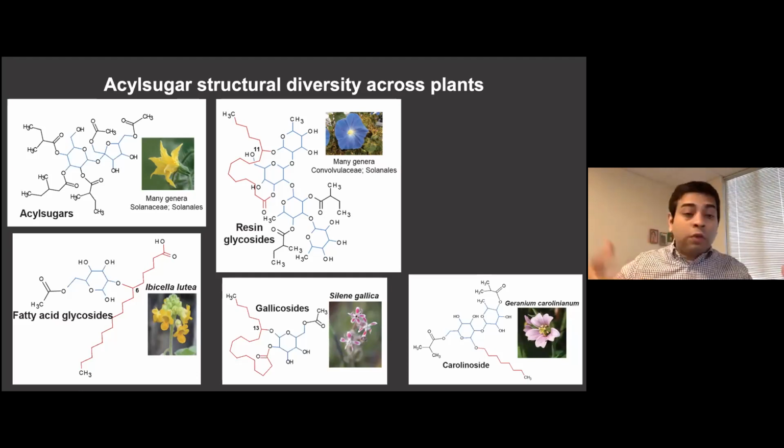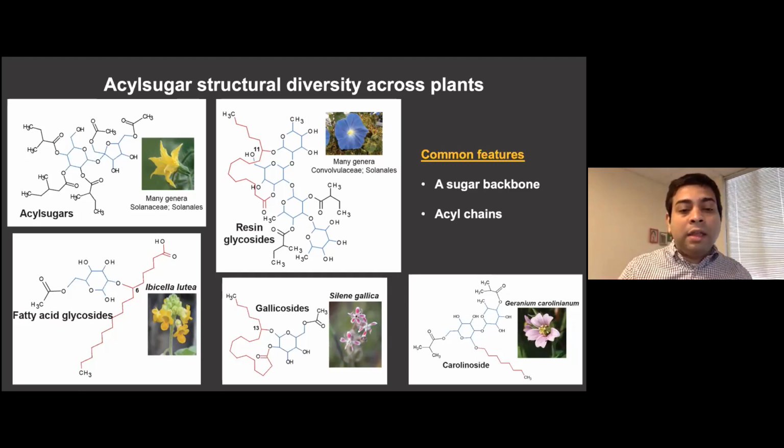So either it's convergent evolution in different lineages, or there is independent evolution, or perhaps there was an ancestral state, and these compounds are very ill documented if it was an ancestral state. The common feature of these compounds is having a sugar backbone highlighted in blue, and some acyl chains, either red or black, shown in the figures here.